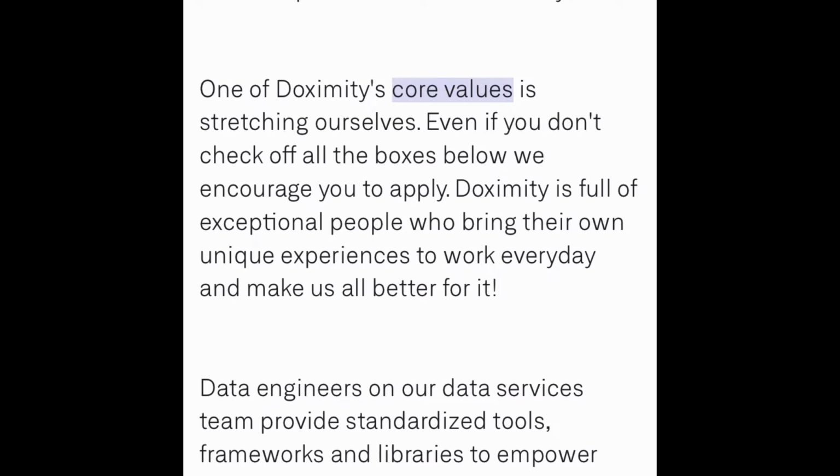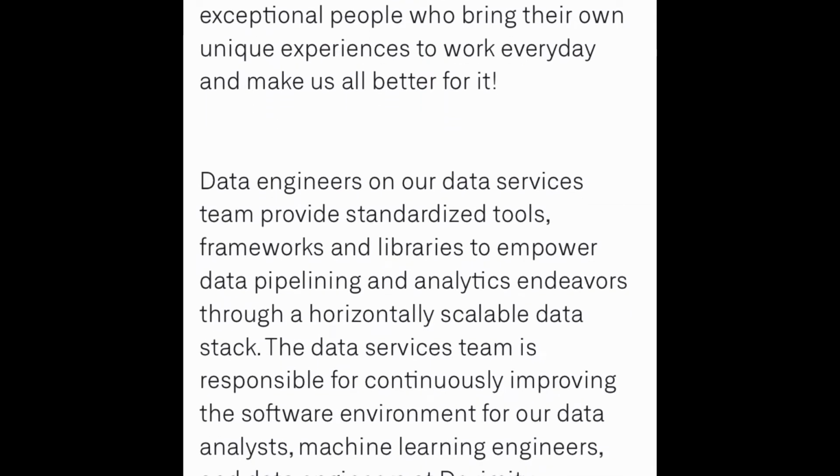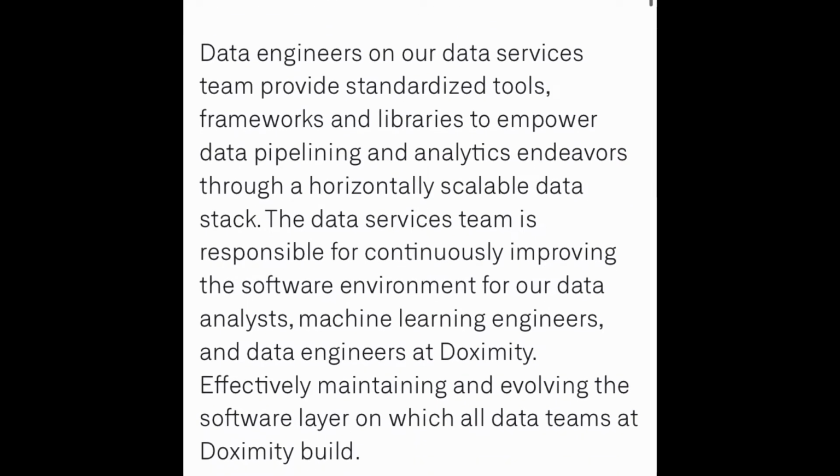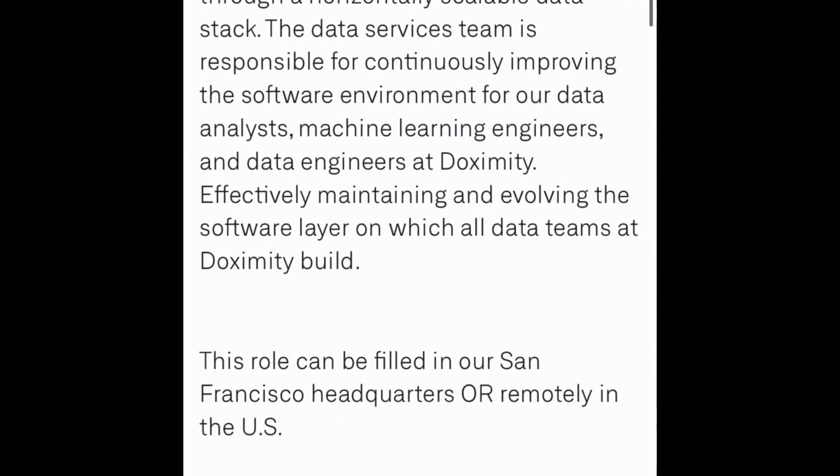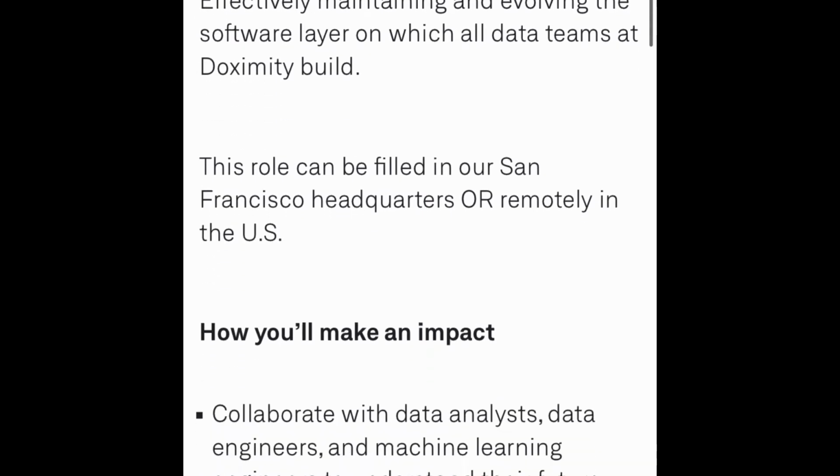Doximity is full of exceptional people who bring their own unique experience to work every day and make us all better for it. Now, the data engineers on our data services team provide standardized tools, frameworks, and libraries to empower data pipeline and analysis endeavors. Through a horizontally scalable data stack, the data services team is responsible for continuously improving the software environment for our data analysts, machine learning engineers, and data engineers at Doximity, effectively maintaining and evolving the software layer on which all data teams at Doximity build. This role can be filled in our San Francisco headquarters or remotely within the US.